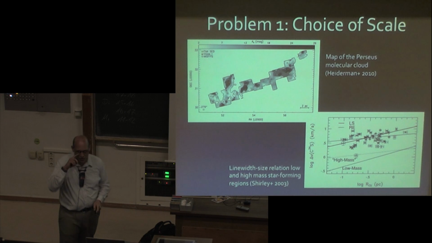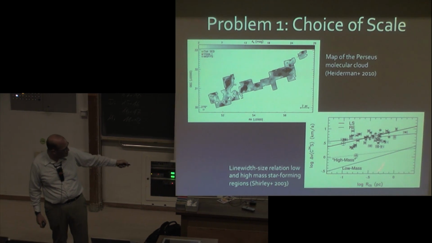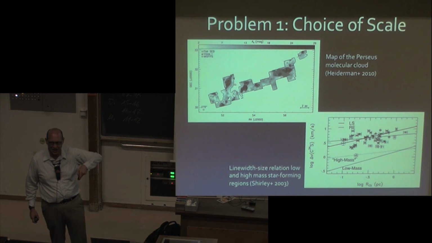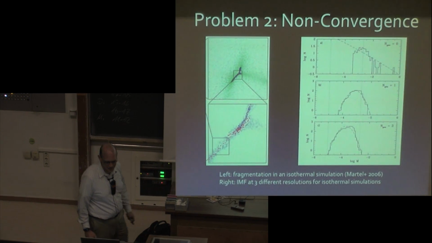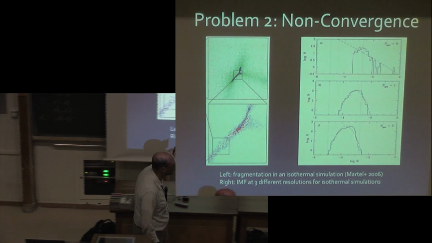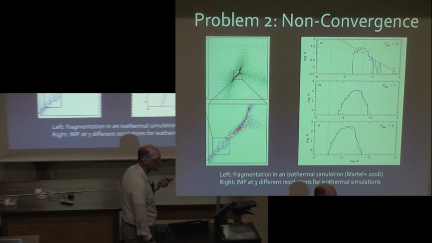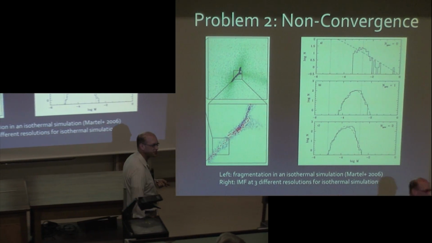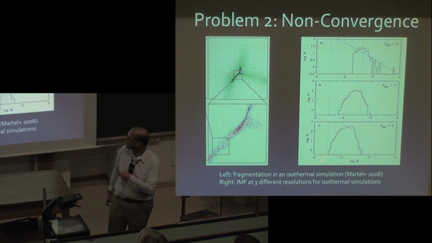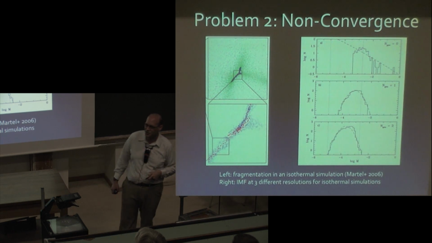All right, similarly, if you're trying to do it from the line-width size relation, you have this problem that the normalization isn't actually constant. All right, here's the second problem. When you actually do simulations with isothermal turbulence, it's not at all clear that you get a characteristic mass scale out of the simulations at all.